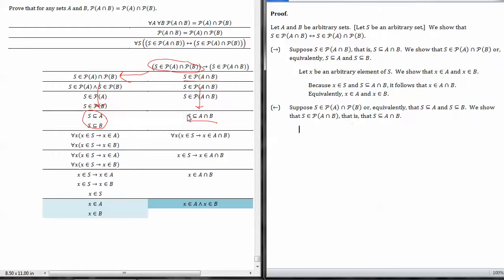Okay, and then let's see, we wrote out definitions, and we want to let X be arbitrary to get this goal, and then at the same time we want to say that X is going to have to be in S, okay, to get that goal. So we can say, once again, let X be an arbitrary element of S, and we're going to show that X is in A intersect B.